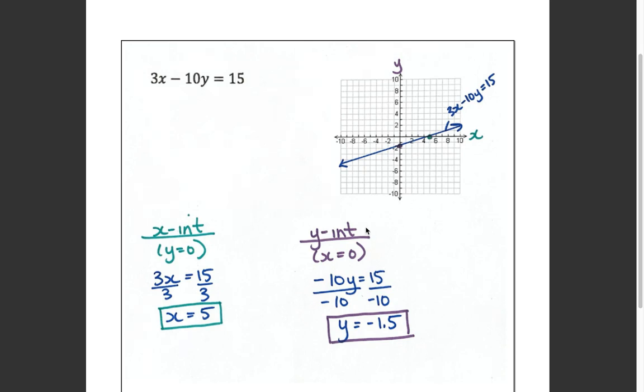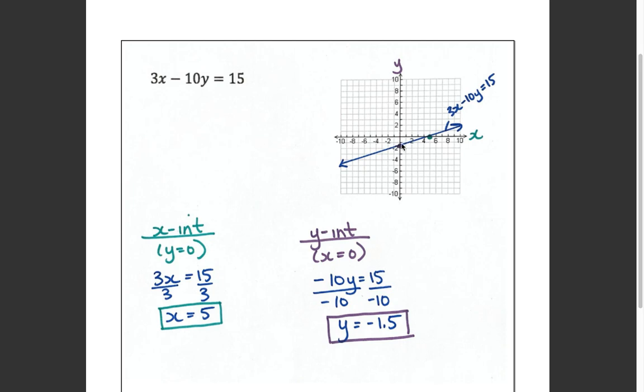And to get my y-intercept, I'm going to sub in x equals 0. That makes this term go away. I'm left with negative 10y. Don't forget to include that negative in front of that 10 because I haven't gotten rid of that part. I've only gotten rid of this x part of the term. So I get negative 10y equals 15. I'm going to divide both sides by negative 10. So I get y is equal to negative 1.5.